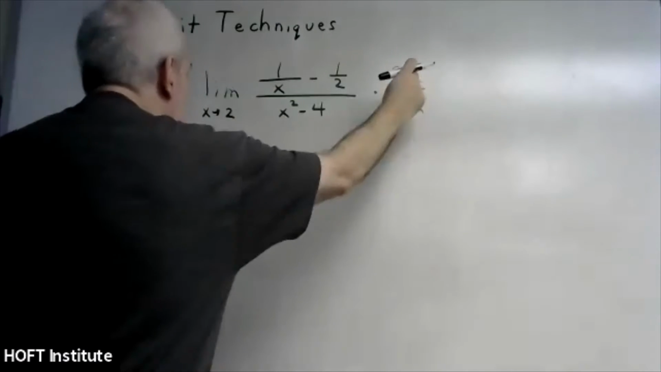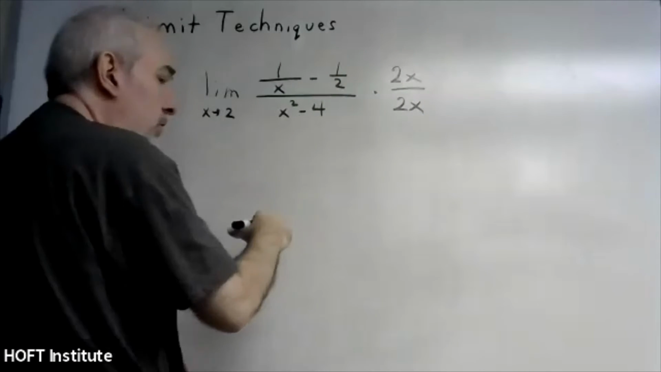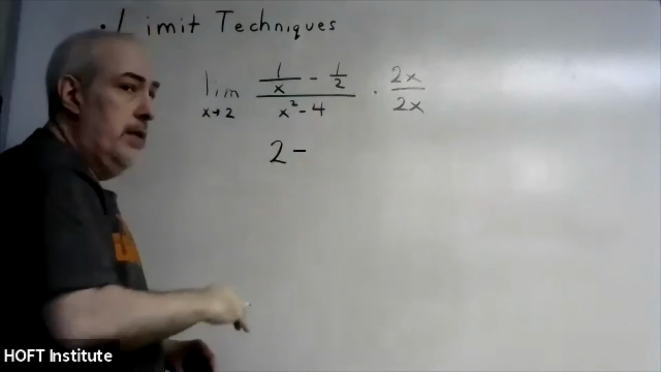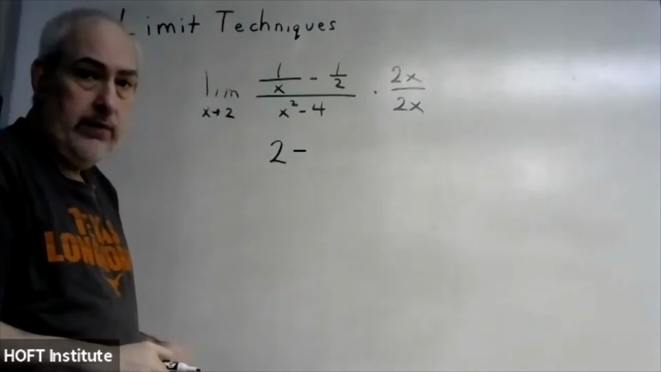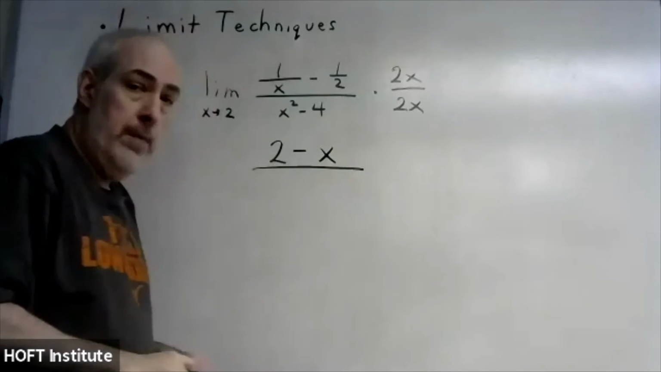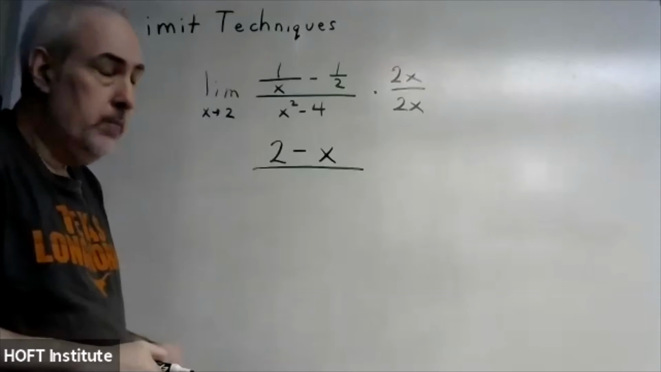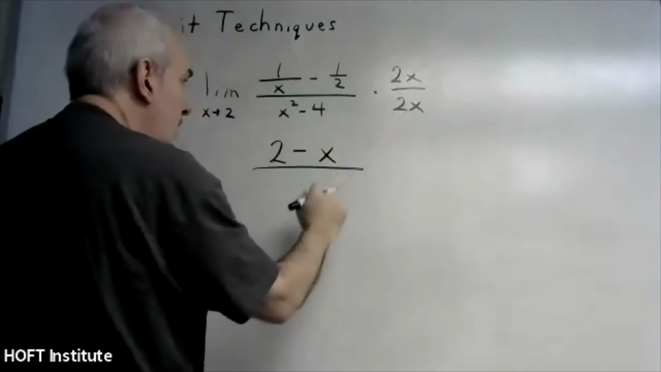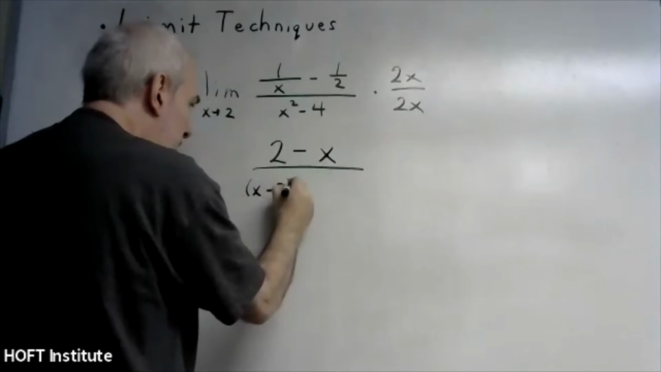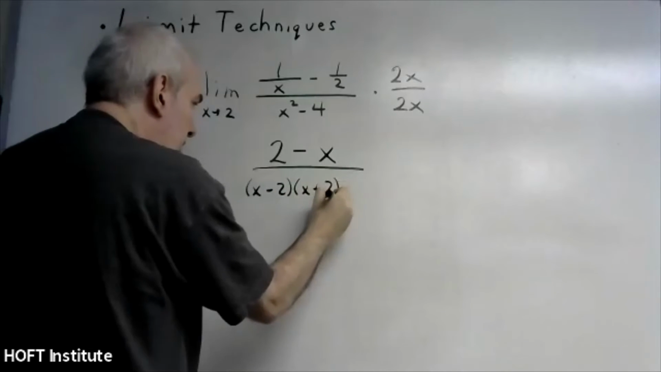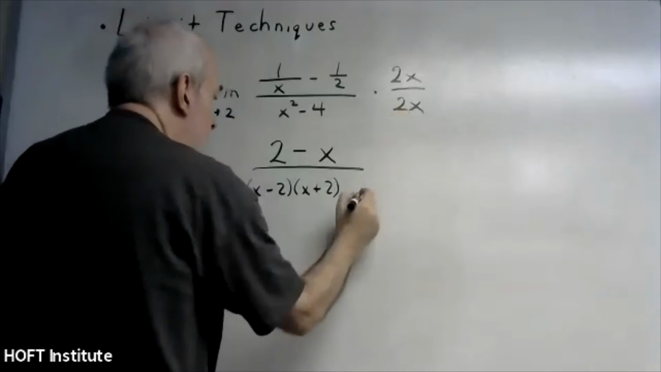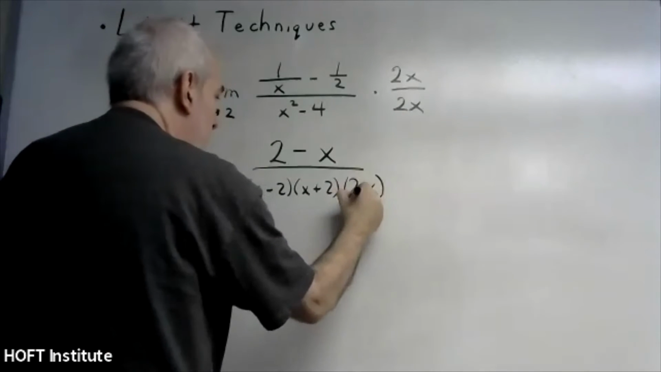Okay, so 2x times 1 over x gives you 2x divided by x, which is 2. And then 1/2 times 2x gives you just x. So 2 minus x is what you get on top. On bottom, it's best to leave this factored. In fact, I want to factor that as well. So we get x minus 2 times x plus 2, because this is a difference of 2 squares. And this is times 2x.